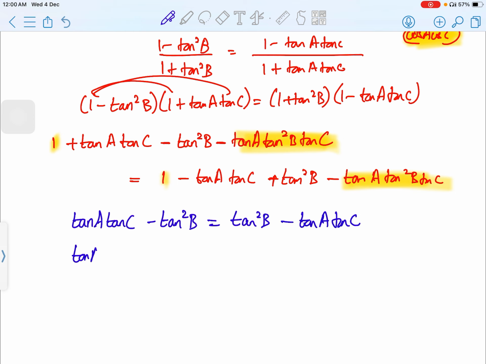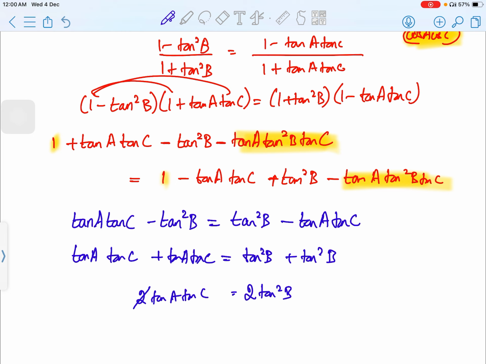Move tan A tan C to the other side, it will become plus. Move this tan square B to the right hand side. So 2 times tan square B equals 2 times tan A tan C. The 2 and 2 cancel. You have tan square B equals tan A tan C.